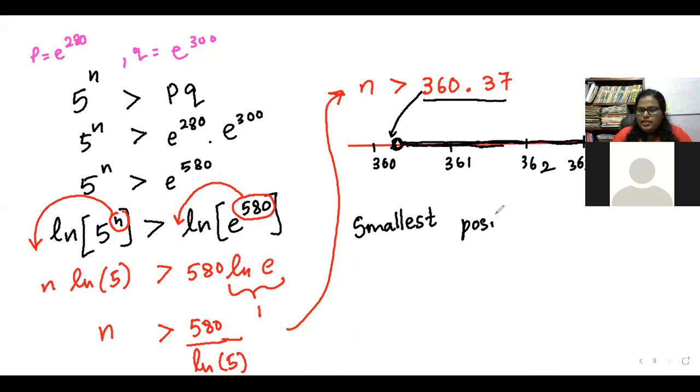Smallest positive integer which can be taken for n.